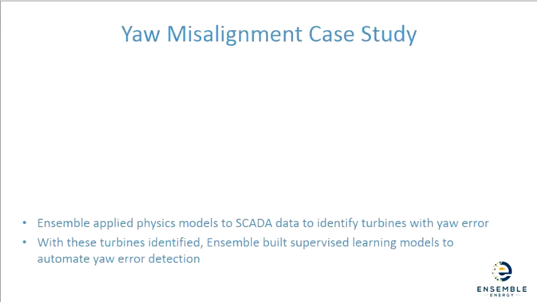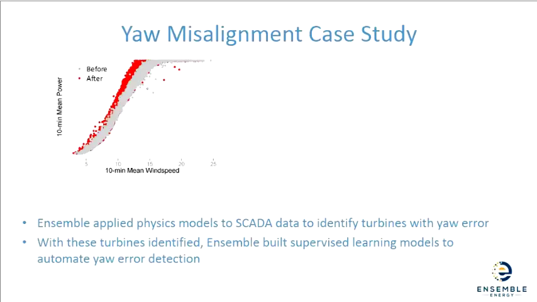So armed with this information, we were then able to build in machine learning what's called a supervised learning model. So we knew which turbines were misaligned. We used that information to train our machine learning models. We were able to do that in an automated fashion. We were able to detect yaw error with the machine learning models using as little as 2 months worth of data. So here's an example. Here's a power curve both before and after the yaw misalignment was corrected.